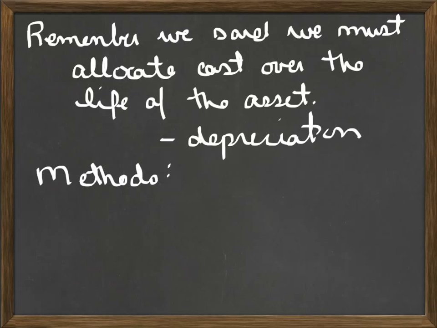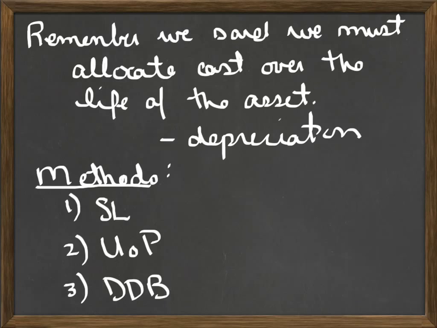Now, when we're talking about depreciation, there are several methods to allocate this cost, but we're going to look at three primary methods, the three methods used most in the actual accounting world. One is SL, or straight line. Okay, that's the first method. The second is units of production. And the third method is double declining balance. So we've got three methods we're going to look at: straight line, units of production, and double declining balance. Now this video will primarily look at straight line.